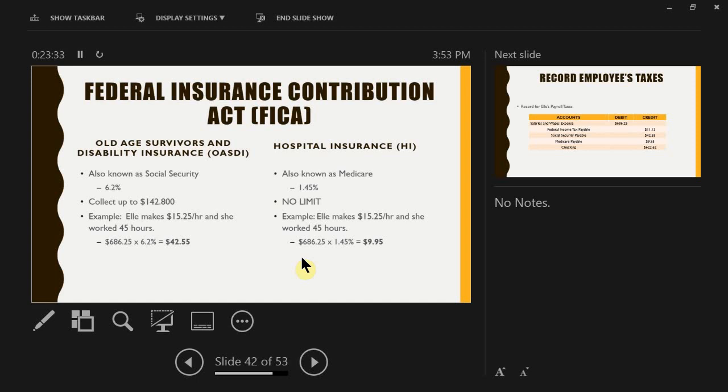So in this case, same scenario here. We are looking at the gross earnings at $15.25 for 45 hours. And there you go, which is the total amount here, $686.25. And we're going to go ahead and multiply it by that 1.45% to give you a total of $9.95. So once again, that's nothing really. $10 for every paycheck. And if you earn 52, what is that, $520 roughly for Medicare?